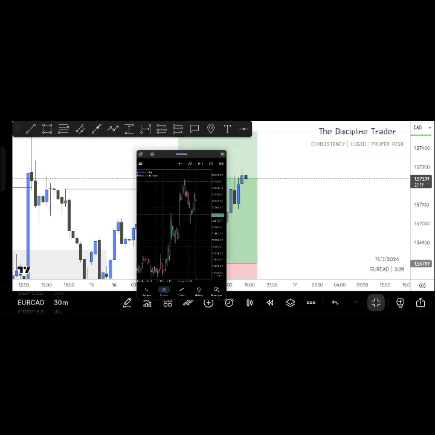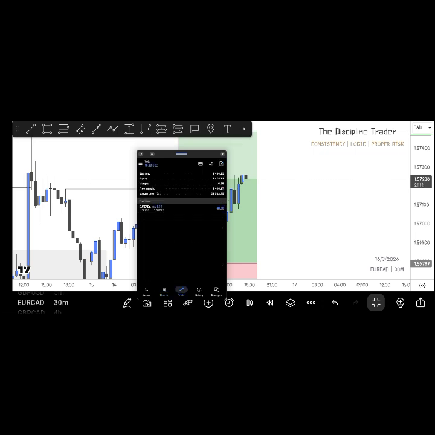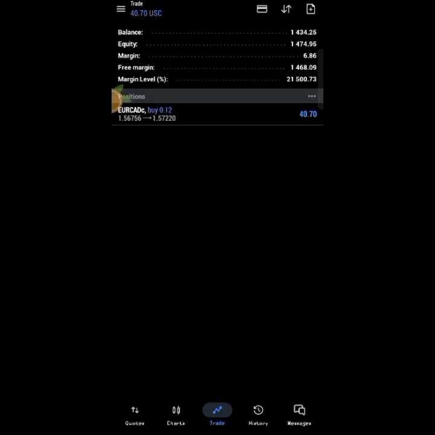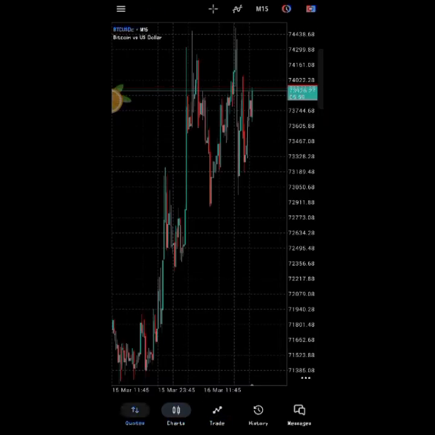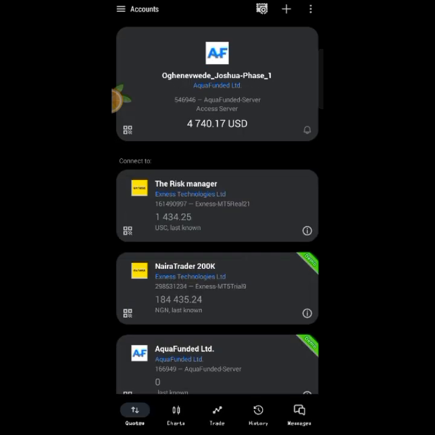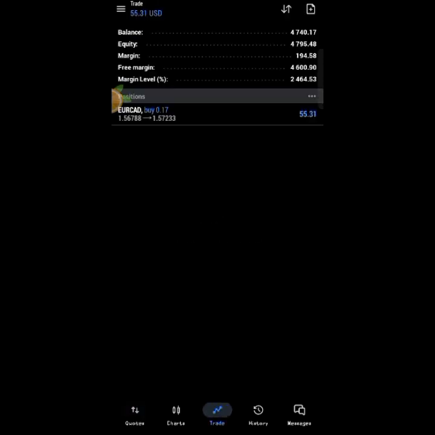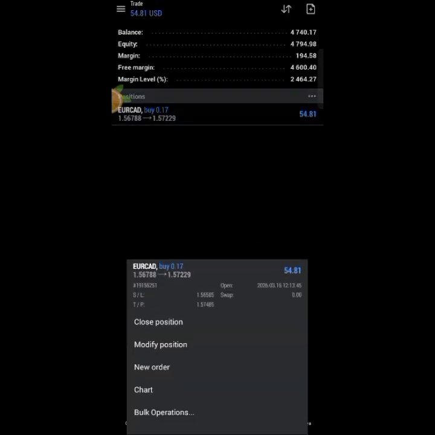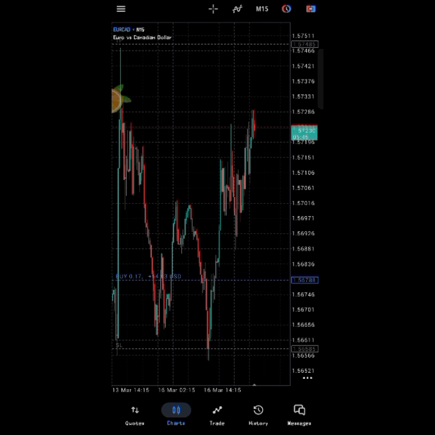So you guys can see, as you can see, I'm in profit. Euro card, I'm in profit. I have other accounts. Let me show you on my funded account also. As you can see, I'm in profit also. So it is what it is, guys.